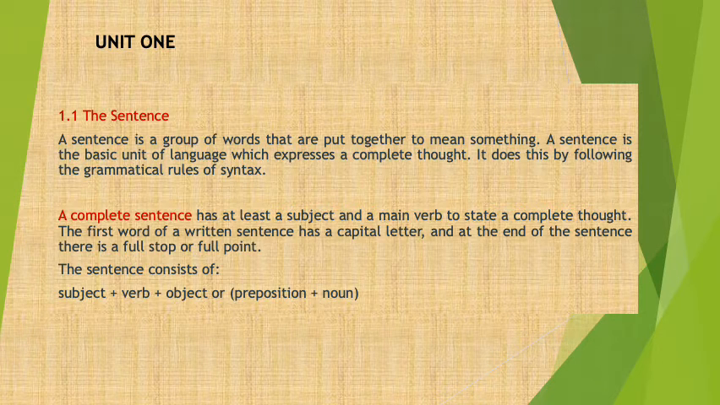Okay. A complete sentence, the complete sentence made up of a verb, a subject and an object. A complete sentence has at least a subject and a main verb to state a complete thought. It consists of a subject and the main verb to give me a complete thought. There is a full stop or full point.